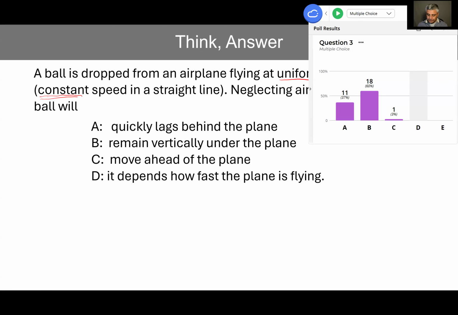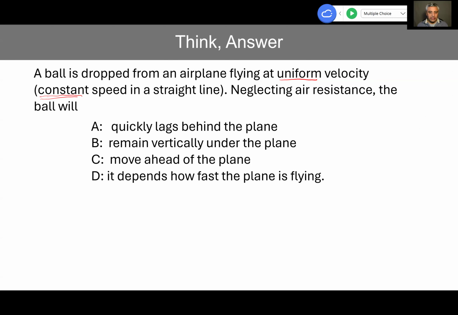Mostly A and B. So just like the ball followed the car, here the ball is going to follow the plane. That means it's going to stay right underneath. So B is the correct answer, because when you drop the ball, it is moving with a velocity the same as the velocity of the plane. So it can follow the plane as long as the plane is moving with uniform or constant speed.